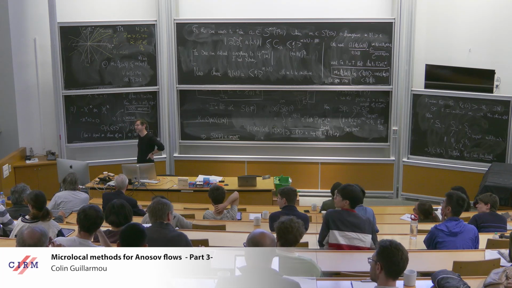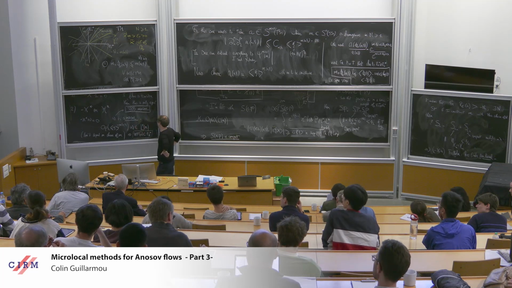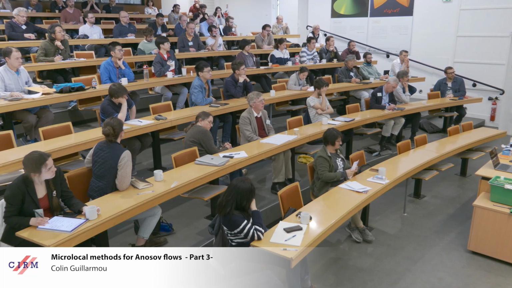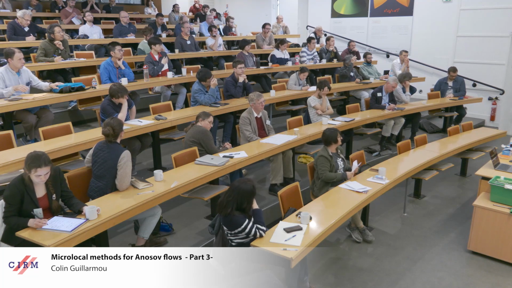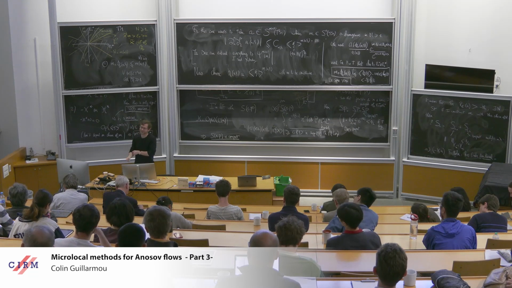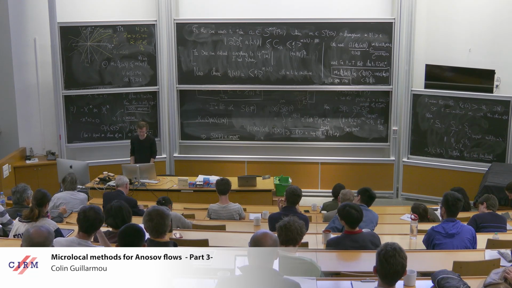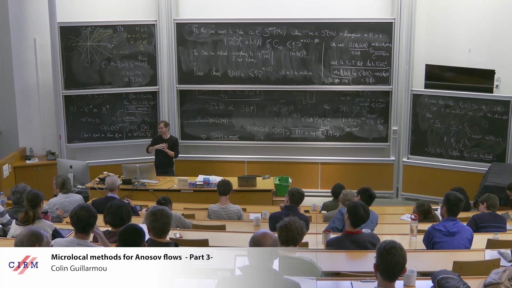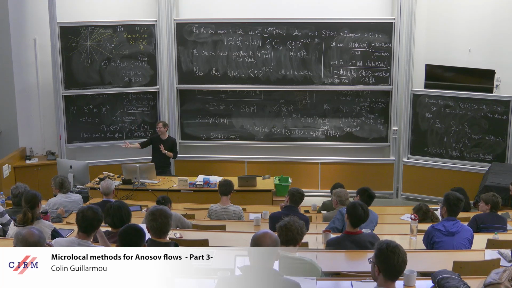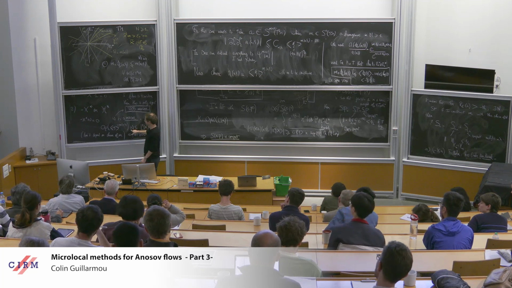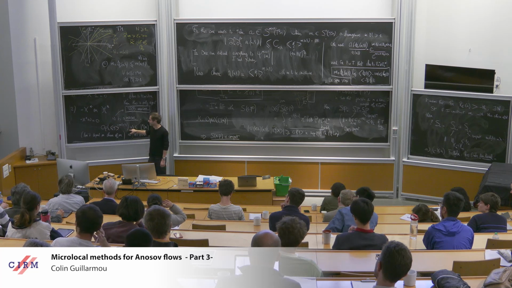How do I see it's SRB? Well, there are several ways to view it. It depends how you define the SRB measure, in the classical way. One way you can define it is that you start with a smooth measure, Lebesgue measure, and then you propagate it by the flow for a very long time, and you show that there is a limit. This is one way we can recover this.